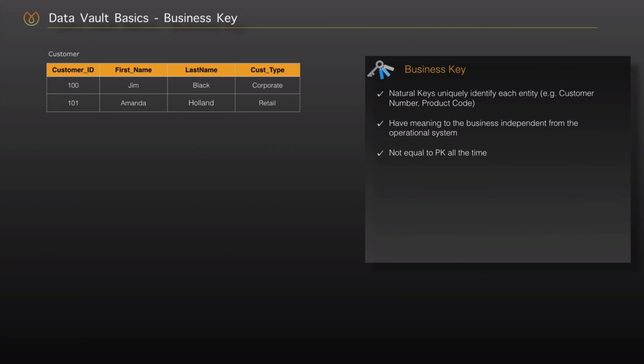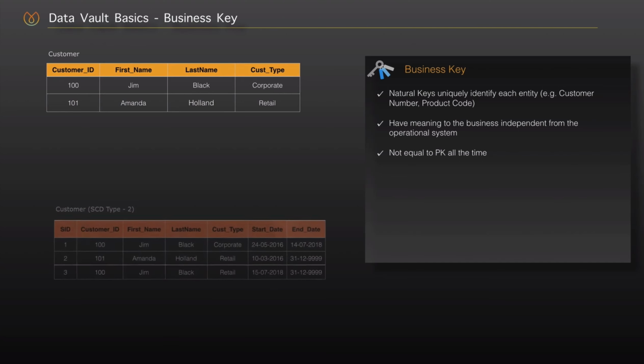So remember from earlier examples, in the customer table, each record is uniquely identified by customer ID and it also has meaning from the business perspective. If I would like to search customer name, I will simply use the customer ID as identifier. Therefore, customer ID is the primary key as well as the business key in here.